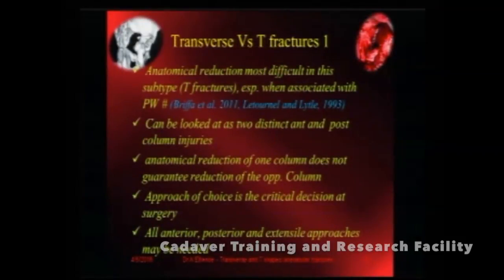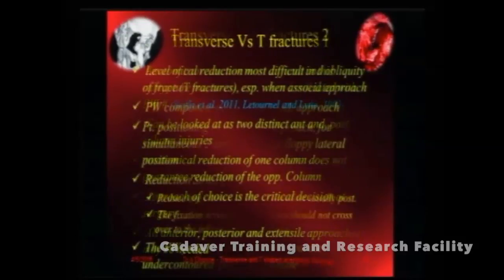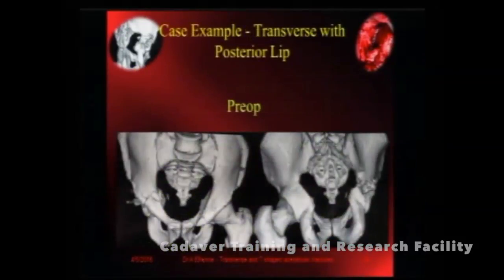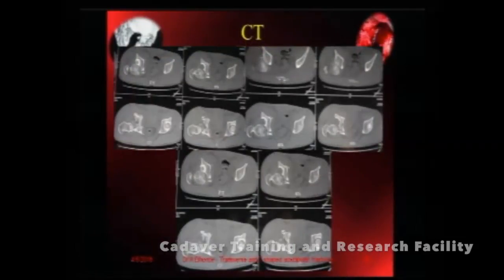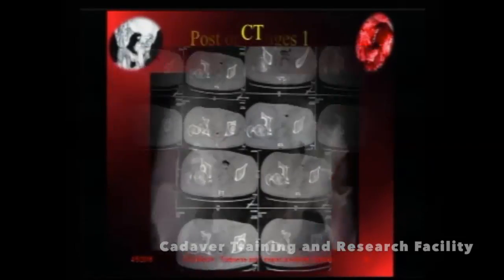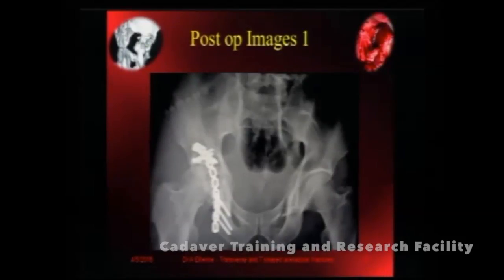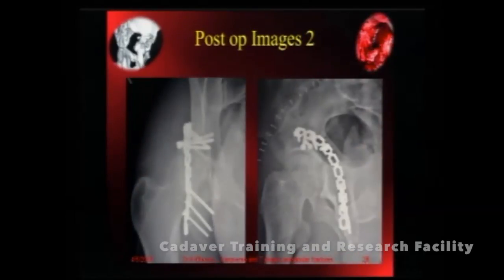So transverse versus T fractures, we have talked about this before, I will not repeat it again. Just a case example, that is a transverse with a posterior lip. Those are the 3D CT scans with which you can evaluate this fracture. That is the axial CT cut. This was a posterior dislocation which was reduced in the emergency, and these are the post-operative images. But here also you will see that there is a marginal step in the posterior wall fixation, but this patient did reasonably well.